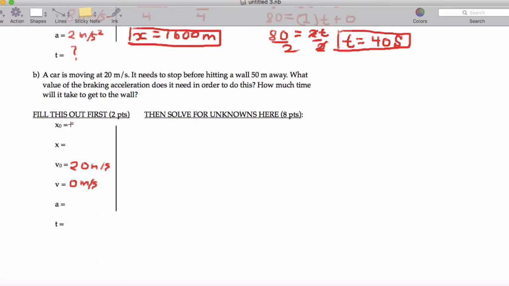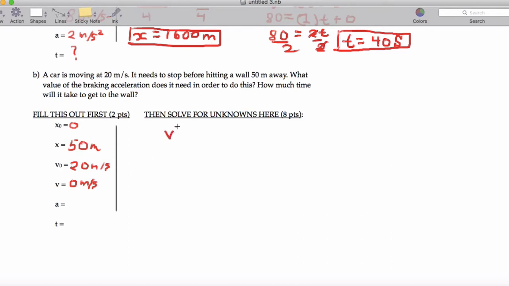We always assume that x0 is 0, and it's hitting a wall that's 50 meters away. We don't know the braking acceleration, and we don't know the time. So let's calculate what we do have. Let's get the braking acceleration.